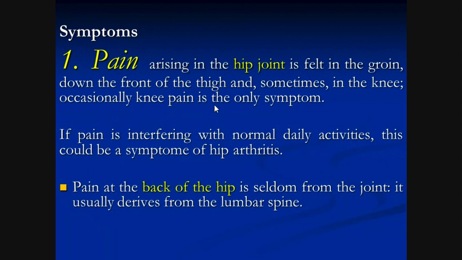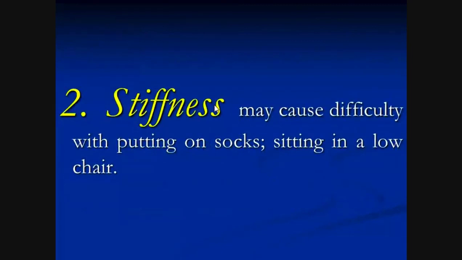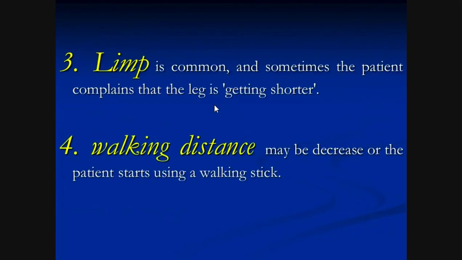Stiffness is also another important symptom, and the patient sometimes comes with a history of difficulty putting on socks or sitting in a low chair. But it is a sign of stiffness of the hip joint. Some patients come with a history of limp, which is common. And sometimes the patient complains that one leg is getting shorter than the other. Walking distance may be decreased, or the patient starts using a walking stick.